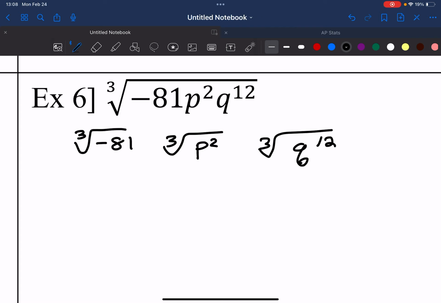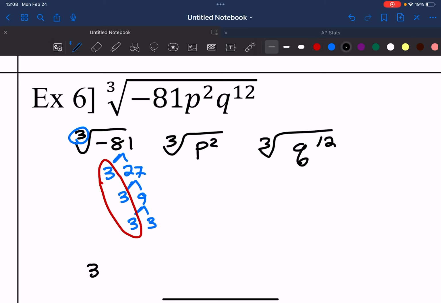Okay. I'm going to start with my 81. So 81, I know 2 can't go into it. Let me check 3. 81 divided by 3, I get 27. So this is 3 and 27, 3 and 9, and then 3 and 3. Since this is the cube root, I'm going to circle pairs of 3. So that means I have 3 cube root of 3 to simplify for this one. And since it's negative, I'm bringing the negative on the outside.